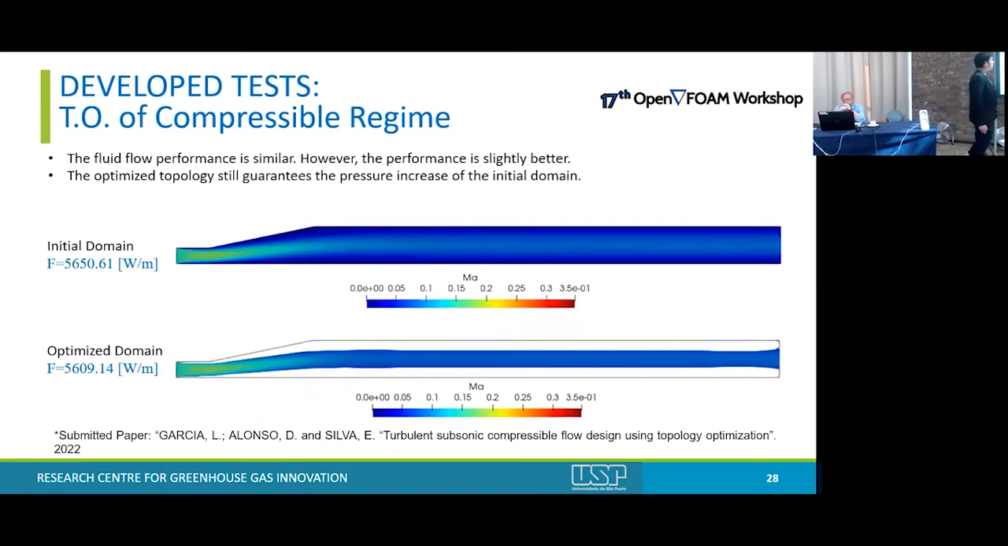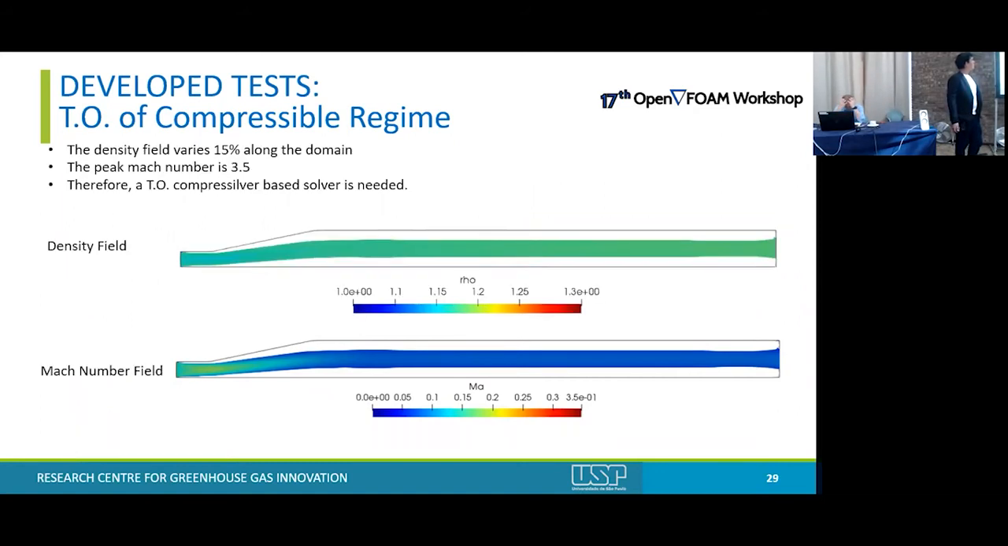And as we saw, we now have a thinner channel. It still guarantees the pressure difference between the inlet and the outlet boundaries, and we are reaching the subsonic regime. You can see more about channel optimization of compressible flow in the paper we recently submitted.